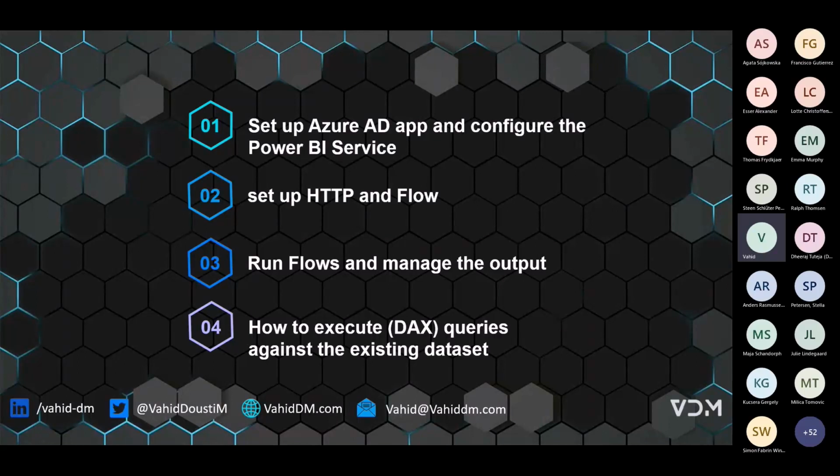To run the API, we need to use the HTTP action, and we need to customize that action with some information. I will show you how to complete and set that up. And at the end, I want to show you how to run a flow, complete that flow, and manage the output of that. How we can run a flow and send the output of that flow to your email, to Microsoft Teams, or save it as CSV.